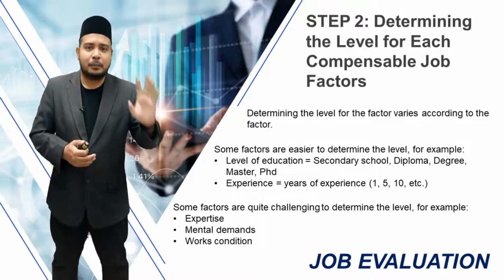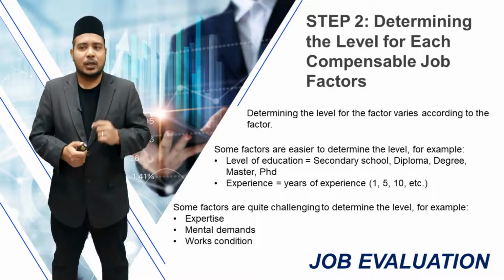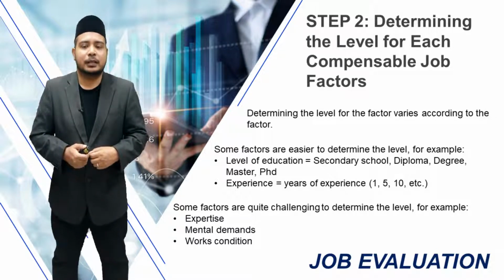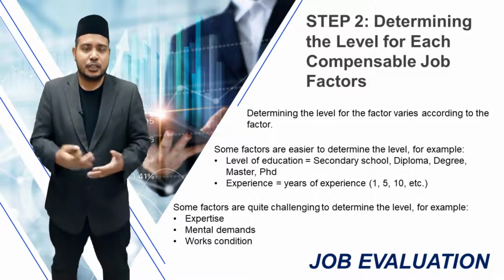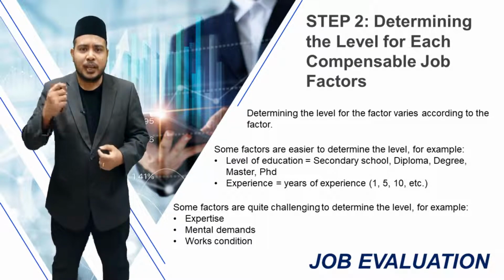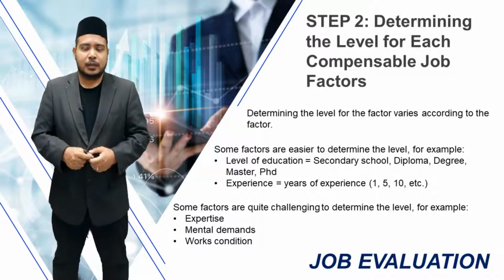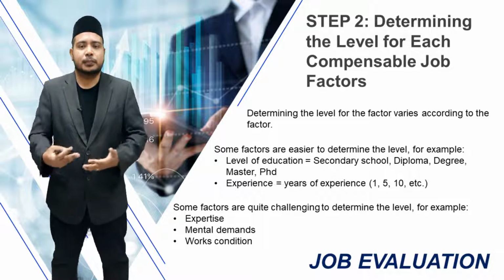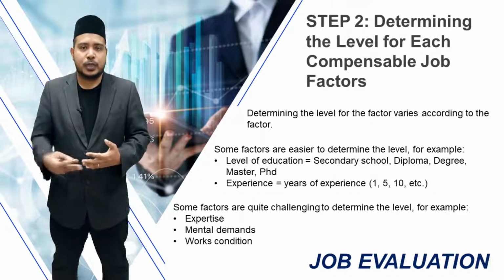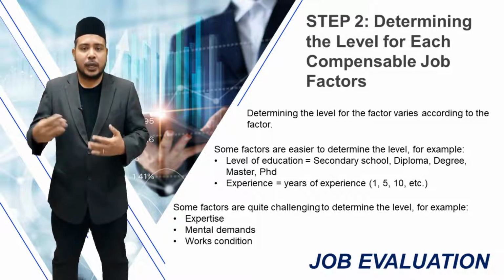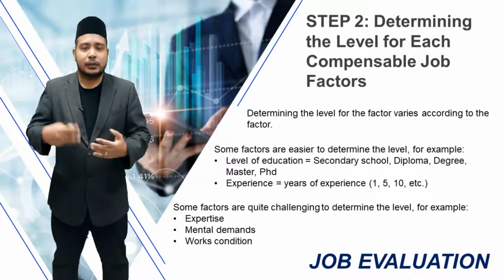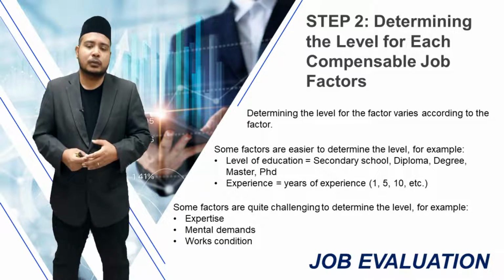But there are some aspects of compensable factors which are quite difficult for us to determine the levels. For example, expertise. A professor is basically the one who is proficient in the area. But how do you measure expertise? You have to look at the outputs that the person produces: books, journals, the number of postgraduate students that they supervised and graduated, the number of people referring to them. It's very subjective, very difficult to determine.